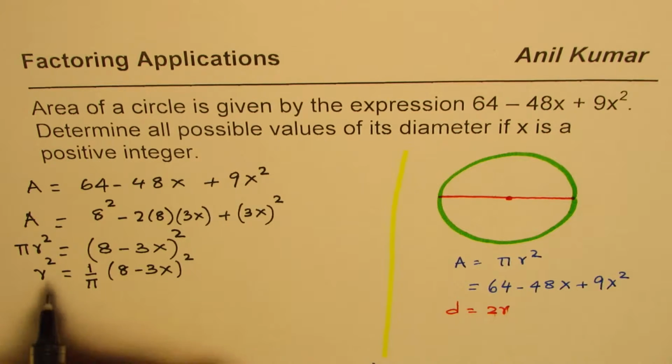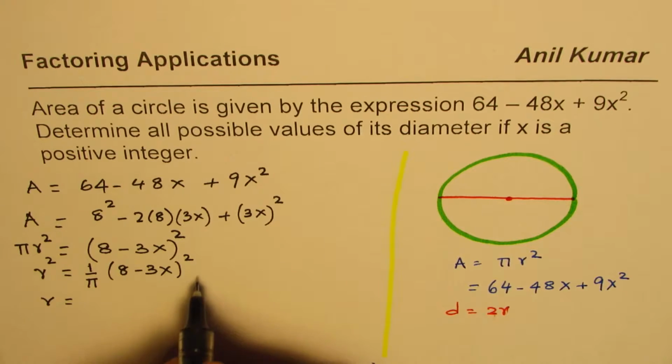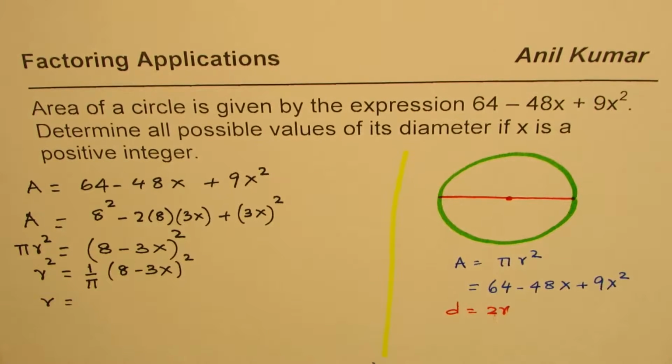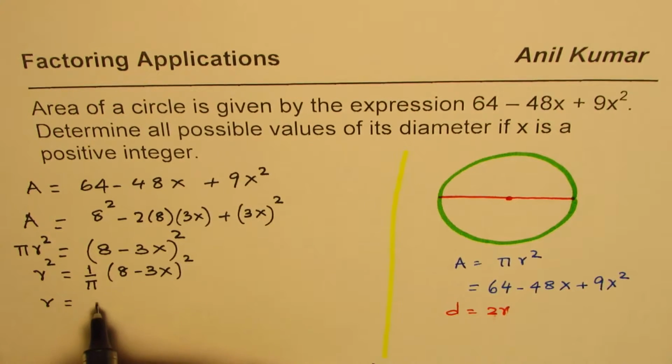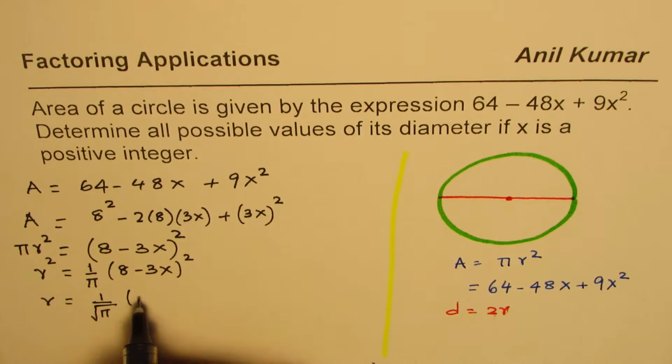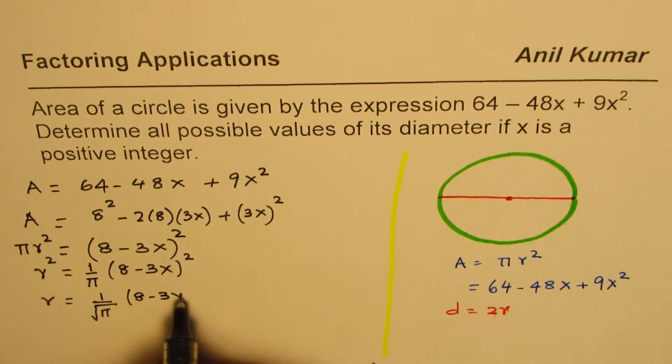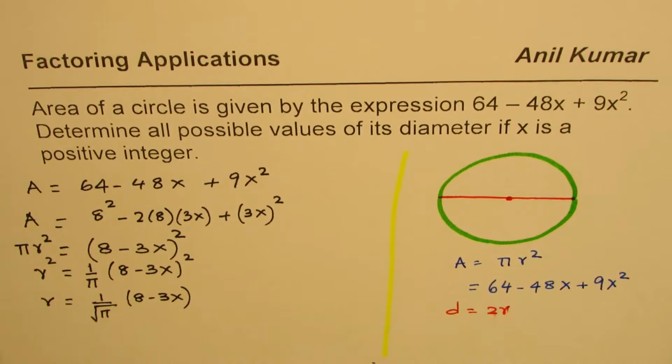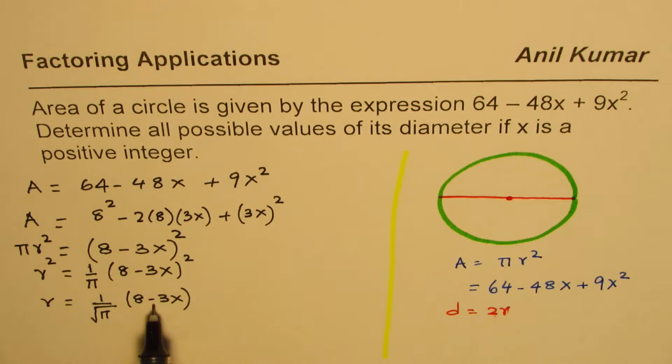We'll do it in 2 steps. So r will be the square root of this, and r has to be positive. So we will do 1 over square root of pi, and the square root of this square term will be 8 minus 3x. So that is how we can get the value of r. So we have a value of r in terms of pi: 1 over square root of pi, times 8 minus 3x. That's the value of r.